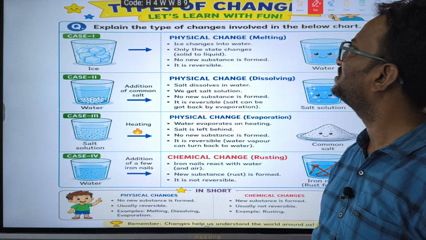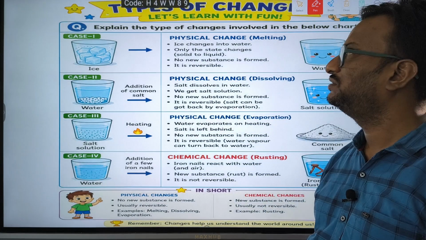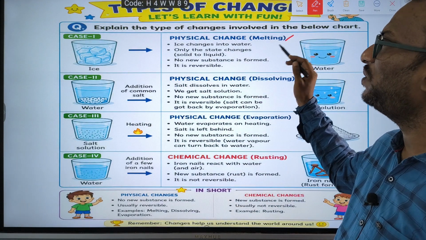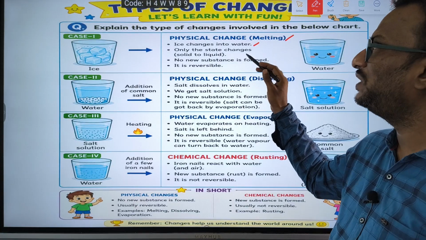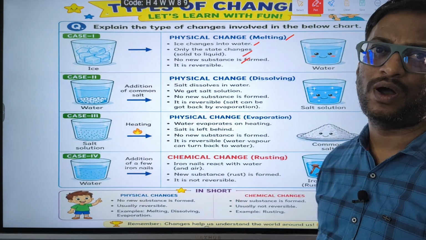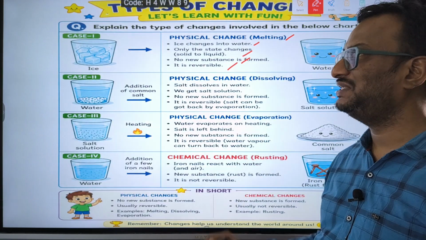Explain the type of changes involved in the below chart. Case 1, melting. So ice changes into water, only the state changes, that is solid to liquid, no new substance is formed. It is a reversible change.